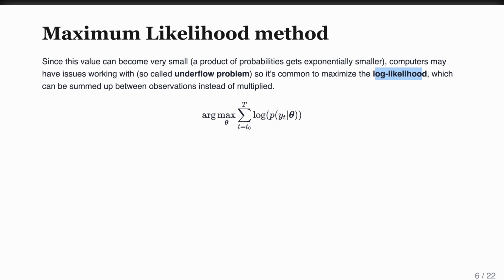So it's common instead to work with the log likelihood. We take the logarithm of this probability, which transforms a number from 0 to 1 to a number from minus infinity to plus infinity. And then instead of taking the product, we can just take the sum, which is also easier to manage. So we maximize the sum of the log probability of the data, also called the log likelihood.